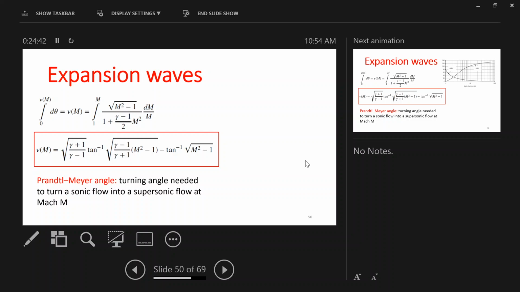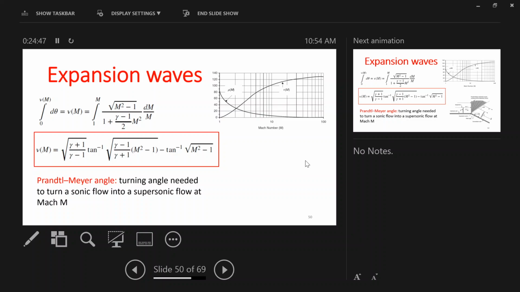Are there any questions? So you can see the changes of Mach angle as it relates to Mach number versus the changes of Prandtl-Meyer angle as it relates to Mach number. As we increase the Mach number, your Prandtl-Meyer angle reaches close to a limit value. And as we increase the Mach number, your Mach angle is going to go to 0.